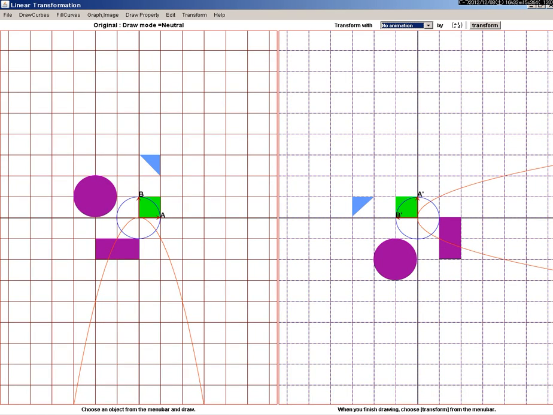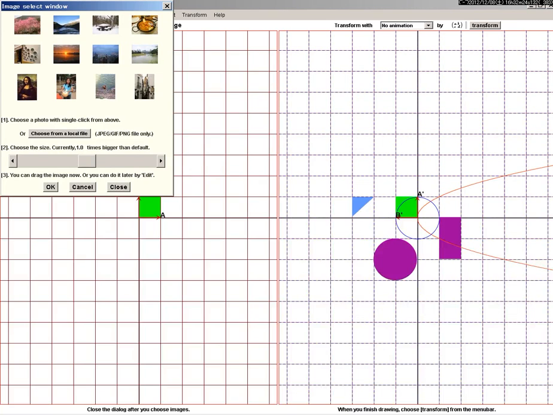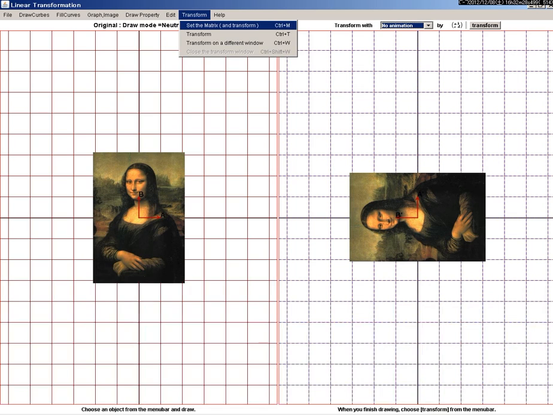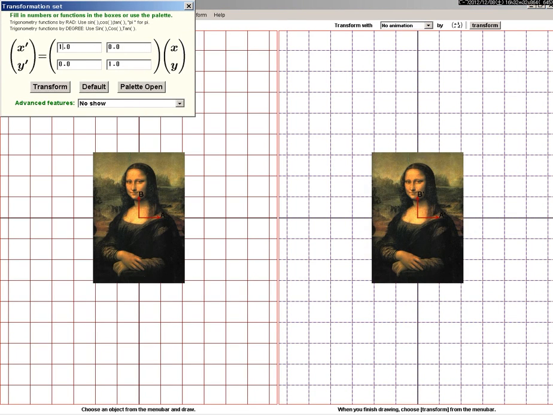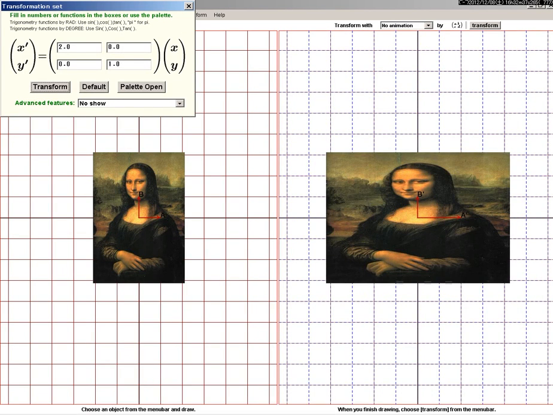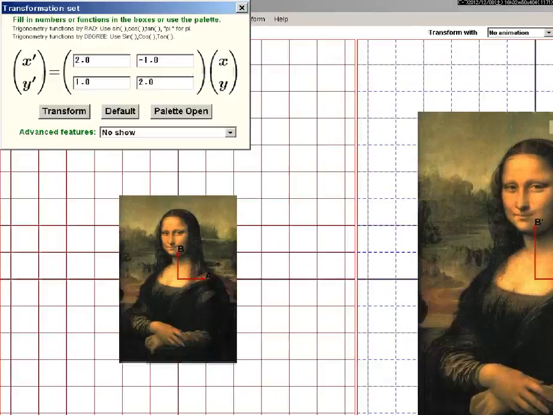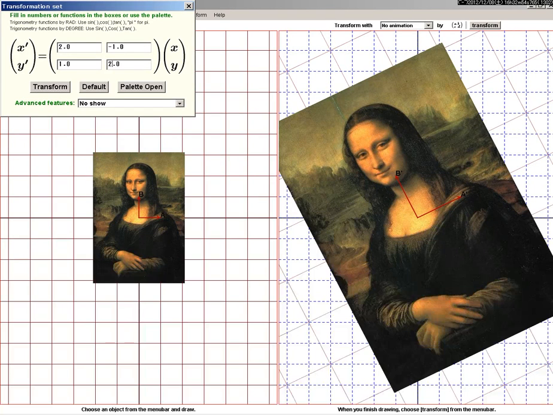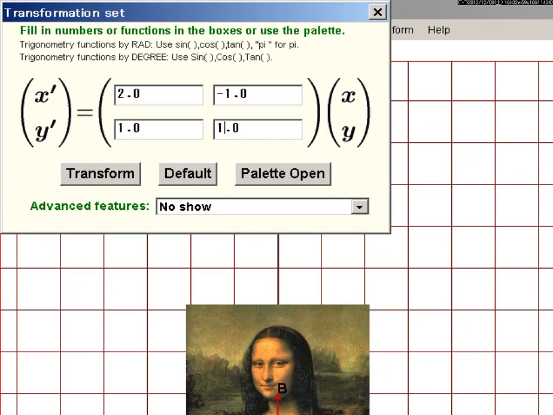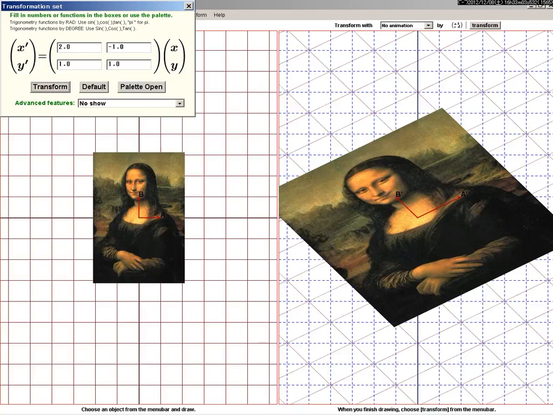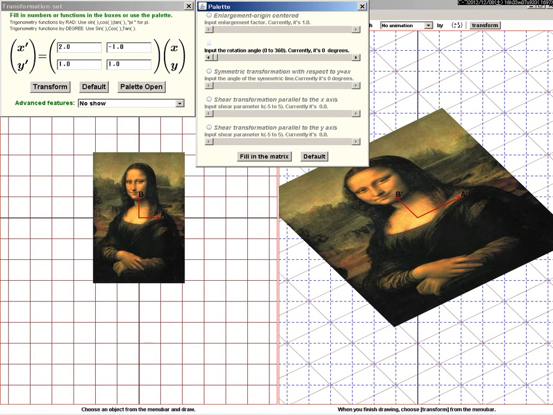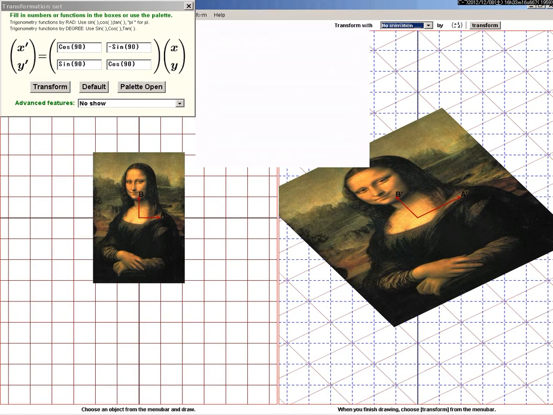So next, let's transform an image. So let's play with her. 2, 0, 0, 1. 2, 0, 0, 2. 2, 1, minus 1, 2. 2, 1, minus 1, 1. The rotation, minus 90 degrees.